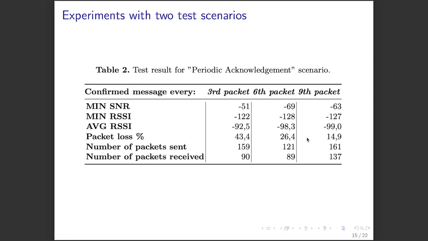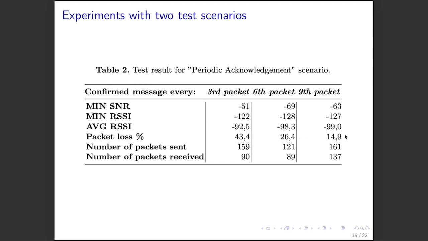In terms of the other scenario, where we looked at the periodic acknowledgement, where we send a confirmed message or acknowledgement every third, sixth, or ninth packet, we can see here that if we send acknowledgements too often, because we cannot receive any packets while we are transmitting, we actually get a high packet loss percentage because of this.